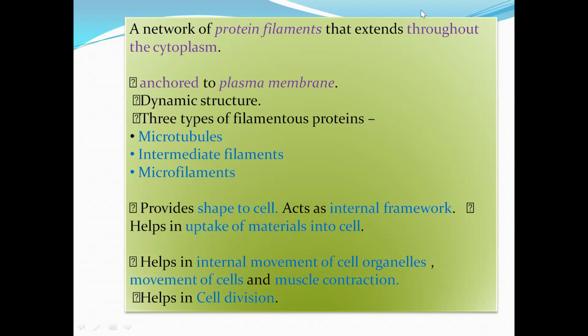From this slide, a question can arise that the nature of the cytoskeleton is, and the option will be proteinaceous. The second question can be what is the function of the cytoskeleton? Then it is anchored to the plasma membrane. The third question can be the composition of the cytoskeleton. It is made up of microtubules, intermediate filaments, and microfilaments. So three types of elements form the cytoskeleton.